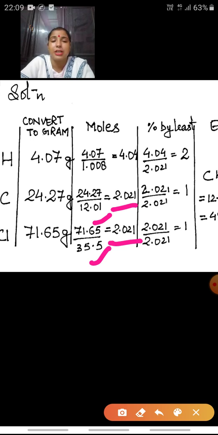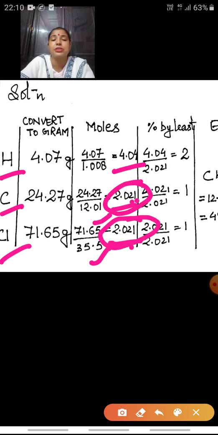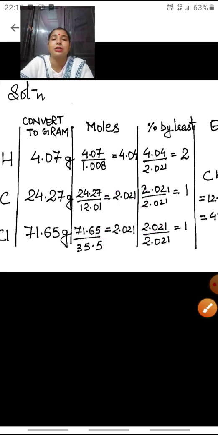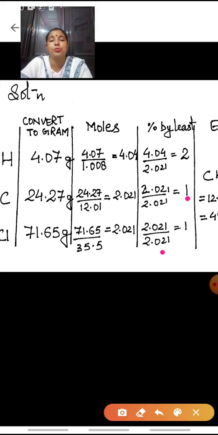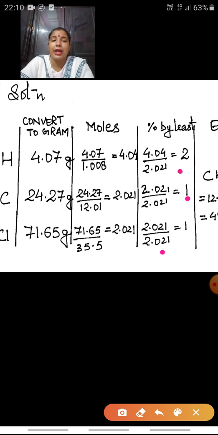Now, what we have to do in the next step is to divide all three numbers of moles with the least number of moles. The highest number of moles is of hydrogen, and carbon and chlorine are having equal number of moles, as you can see. Carbon is having 2.021 moles and chlorine is also having 2.021 moles. Both are having the same number of moles. So, we are dividing all these with 2.021. Now we get 2, 1 and 1. This is the simple whole number ratio.